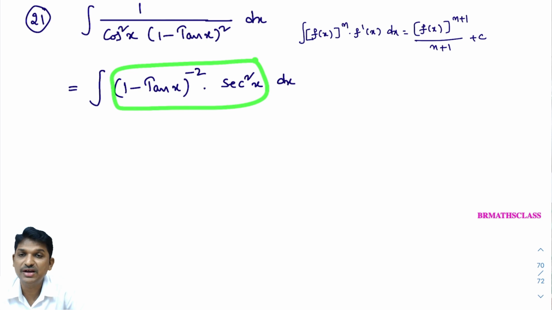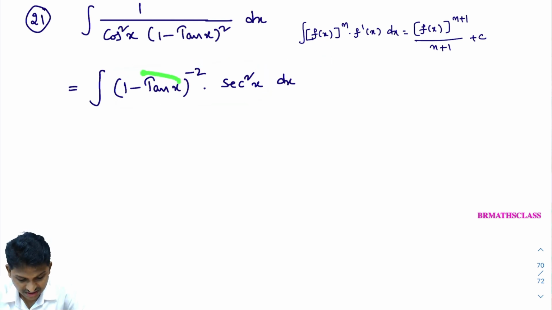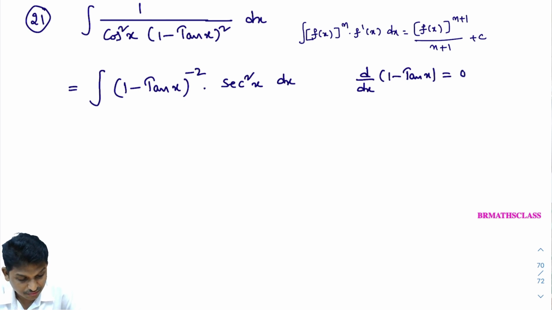I am trying to write this in the form of f of x whole power n into f dash of x dx. Now, the point is, what is the derivative of 1 minus tan x? I will write here, derivative of 1 minus tan x. Okay. Derivative of 1 is what? Derivative of 1 is 0. I will write here, derivative of 1 is 0 minus derivative of tan x.